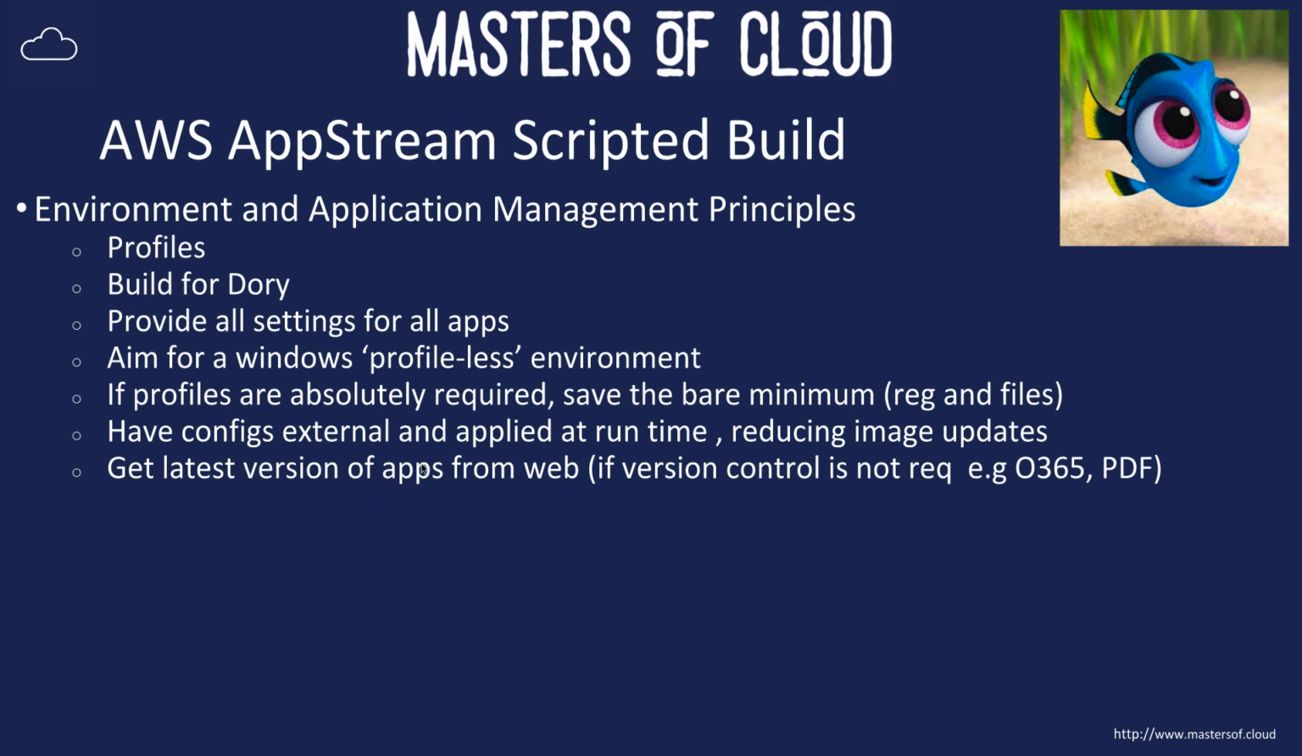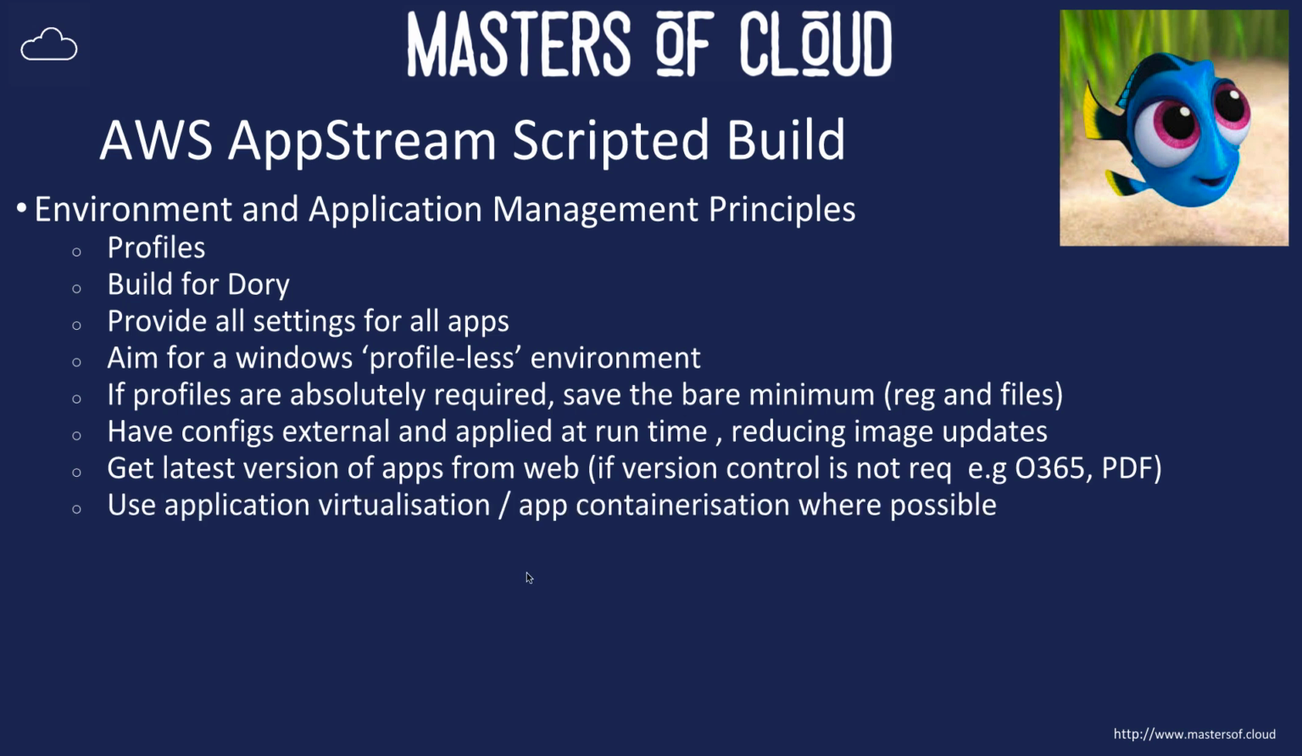Get the latest versions of applications from the web, particularly in scenarios where environment version control isn't that important. So you could just instantly go and connect and get the latest version of Office 365 or Adobe PDF, download them straight from the internet, script the installation of that, and you're always up to date.